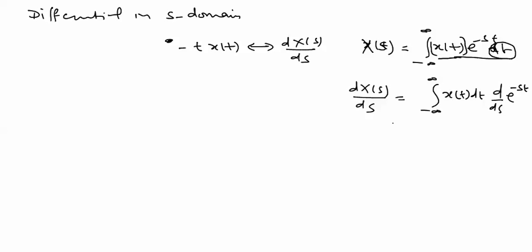If we differentiate this term, we get minus t come out with x(t), with the remaining term. So this modification is required from the previous case while differentiating in S domain.